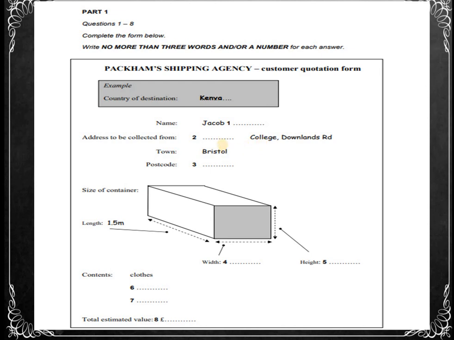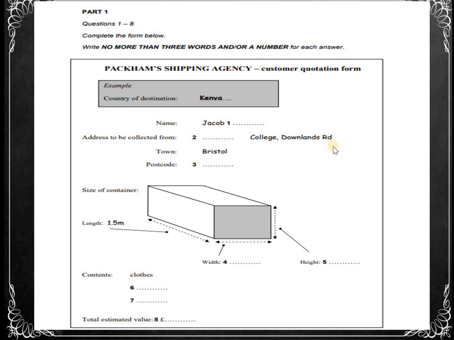W-E-S-T-A-L-L? Yes, college. So we got the answer as Westall College, and the spelling also has been given, so that is easy here. Just write it down. Listen to the spellings very carefully as you write them down. Westall College. And where's that?